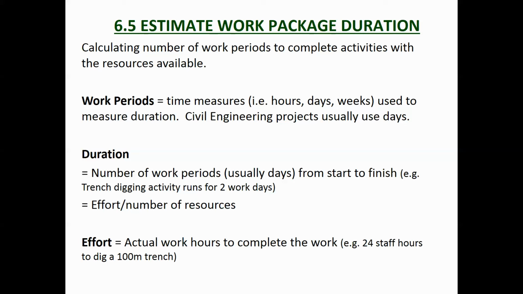And the effort is the work hours to complete the work. So it might be that you figure that the work effort is 24 staff hours to dig a 100-meter trench. So that means that one person is going to take 24 hours to dig the trench. If you had two people digging the trench, then it's going to take 24 divided by 2 people, which is 12 hours. If you had 4 people, 24 divided by 4, which is 6 hours to dig the trench.